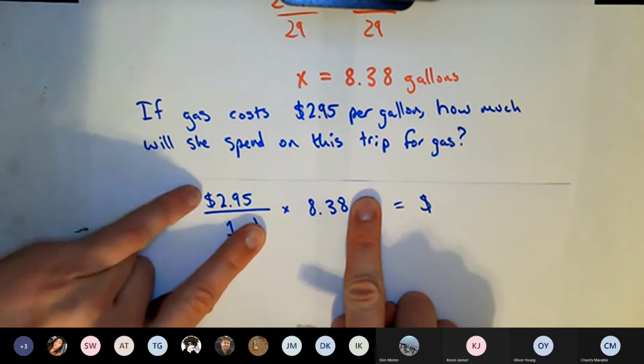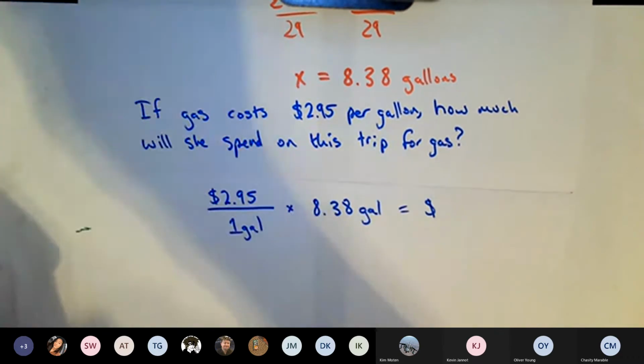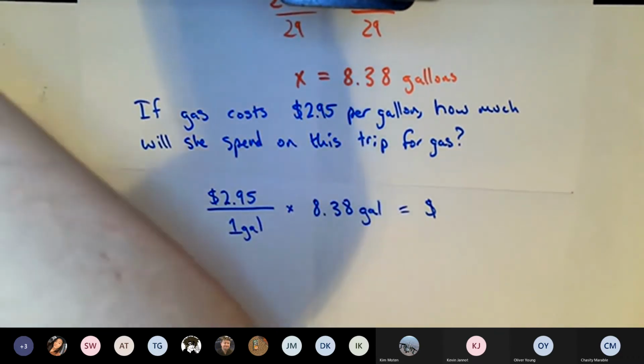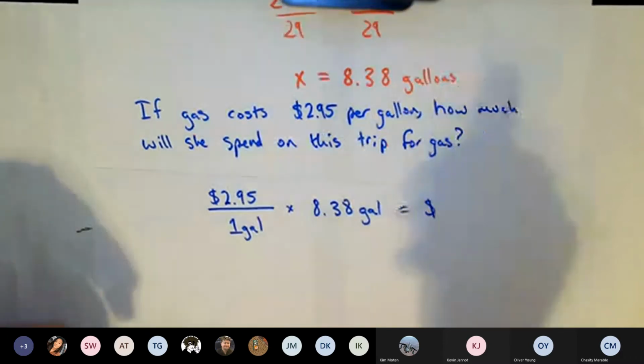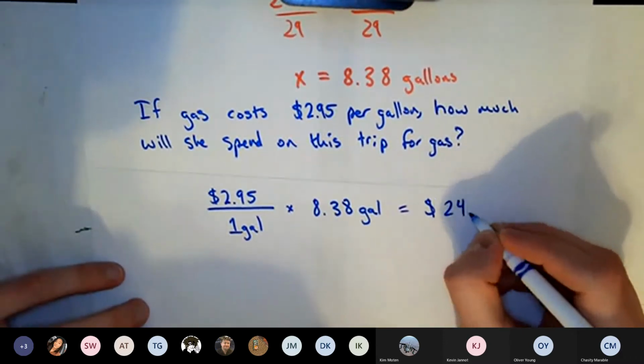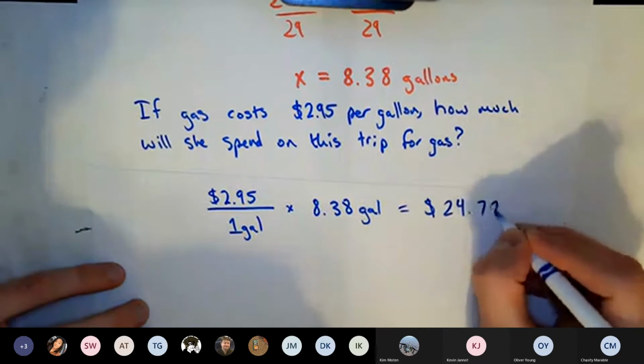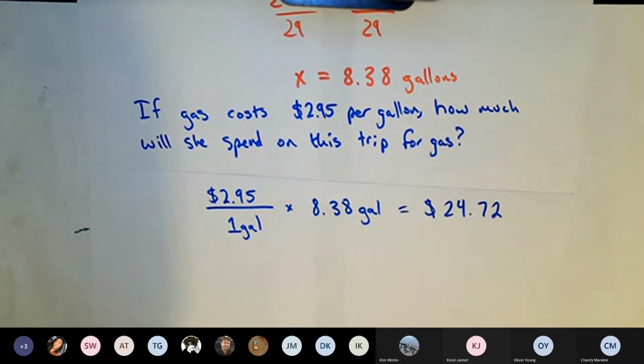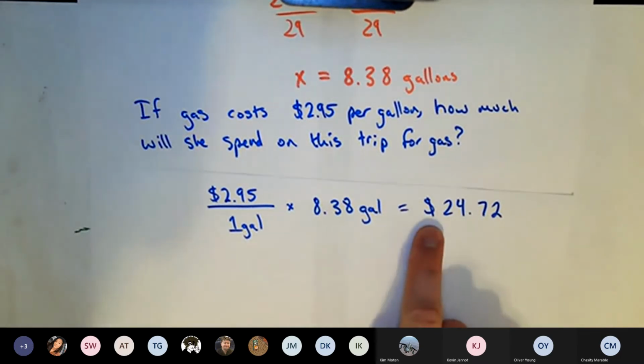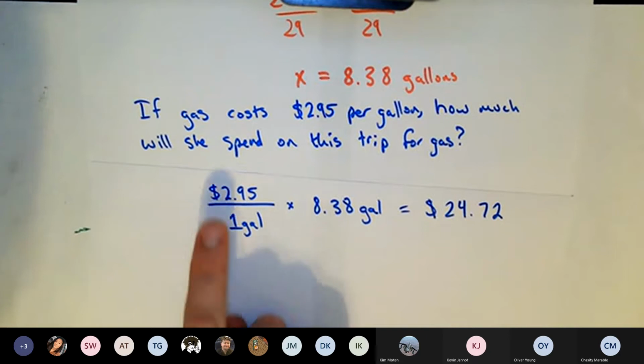And I'll end up with just 2.95 times 8.38. So 2.95 times 8.38 is $24.72, if I round correctly. Just in dollars. That's the only unit that is left over.